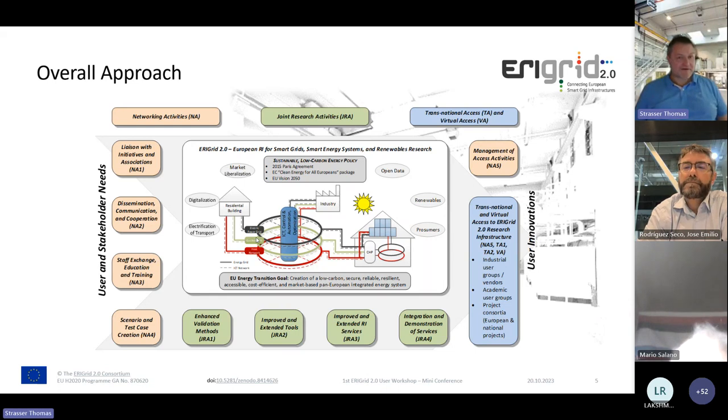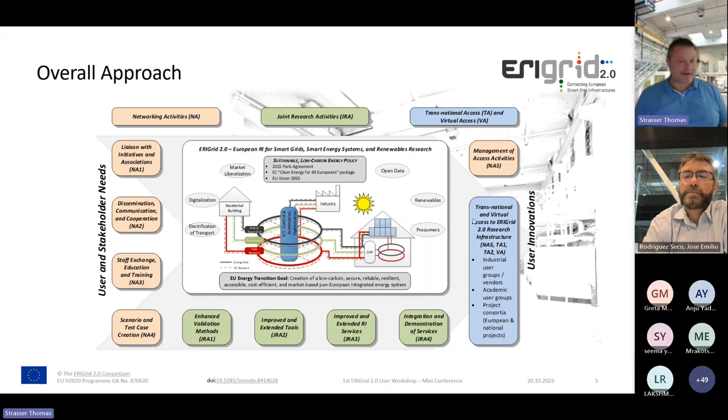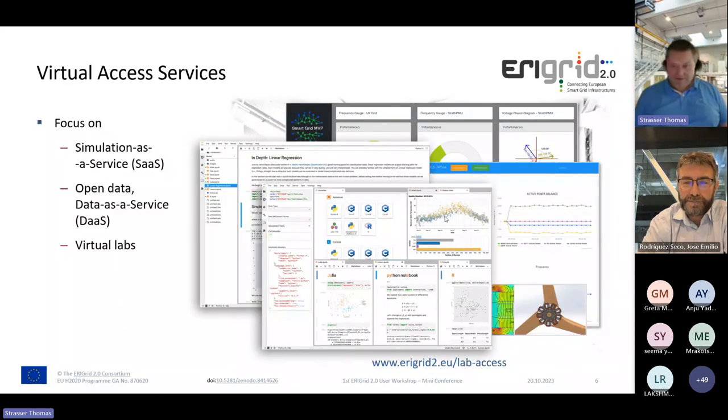Good, this is a brief overview. And now I hand over to Emilio, who introduces the access program, which is also tightly linked with our workshop today. Yes, thank you very much, Thomas.